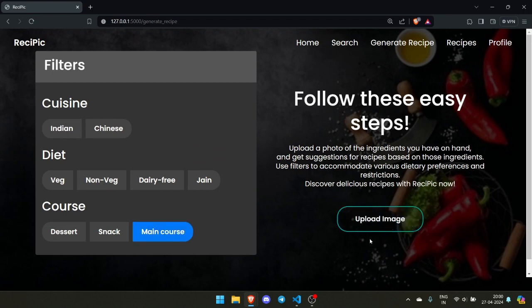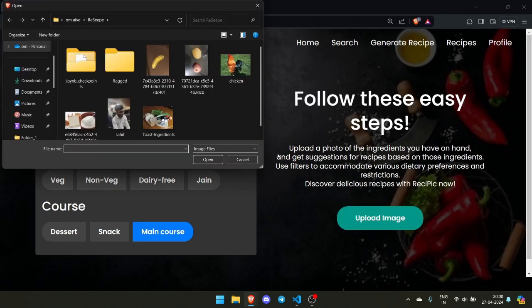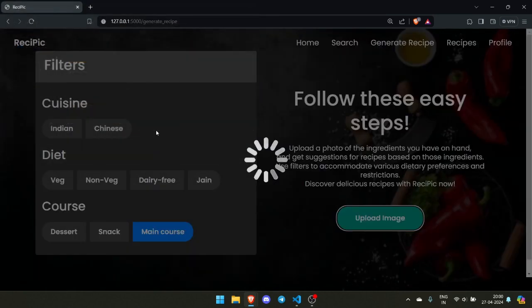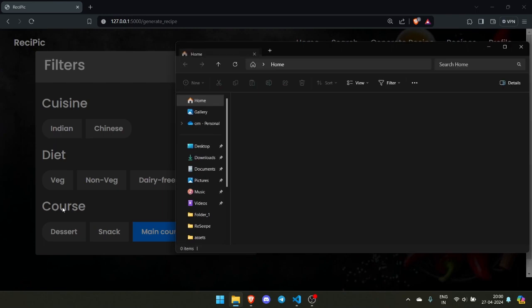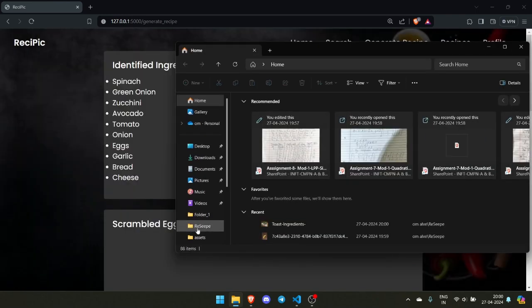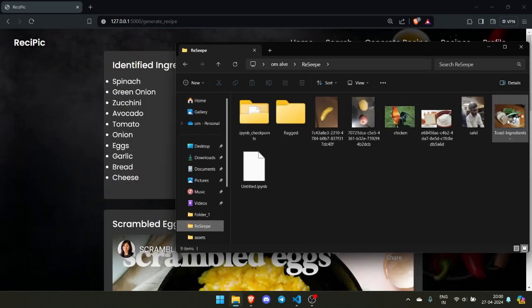Suppose I want a main course, but with a picture that has a lot of ingredients in it. Let's see if it can identify all the ingredients correctly. I'll just open up that image side by side so that you can see if it has identified the ingredients correctly.